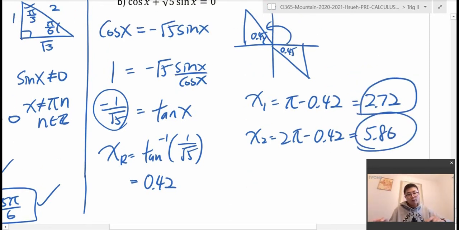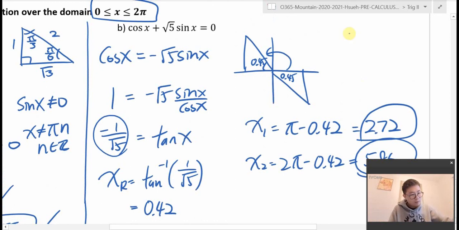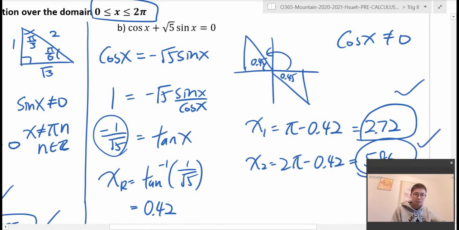Okay, and again, if you want to check for the non-permissible value, that's cosine x cannot equal 0, which again has nothing to do with our solutions here. So we're fine. Okay, these are okay.